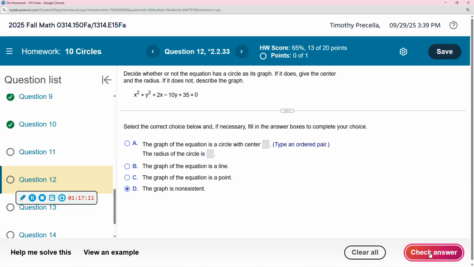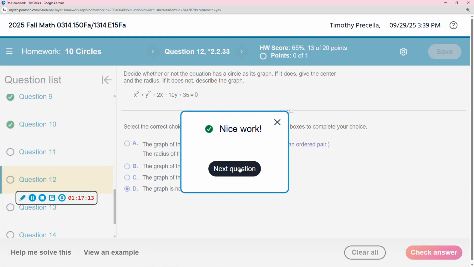Someone's trying to sound fancy. All that effort just to say the graph doesn't exist.